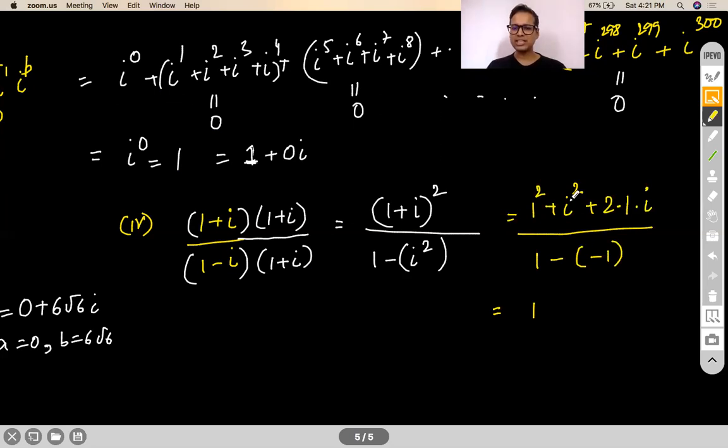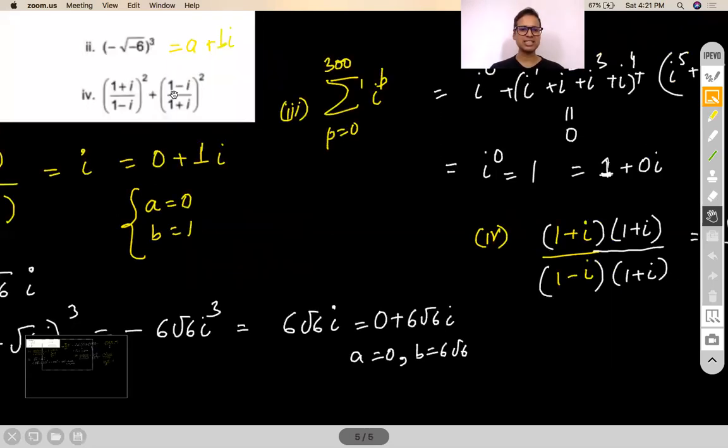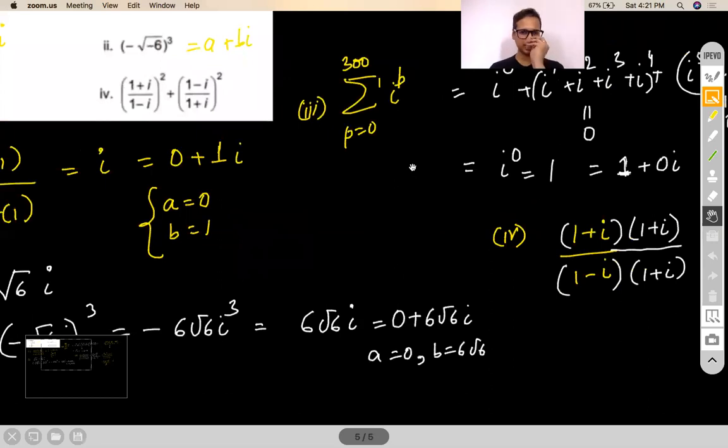1 square is 1. i square is minus 1. This is 2i divided by 2. 1 plus 1 is 2. 1 minus 1 cancels, and 2 and 2 cancel. So that will give you an i. So the very first term that you have over here is actually i square.